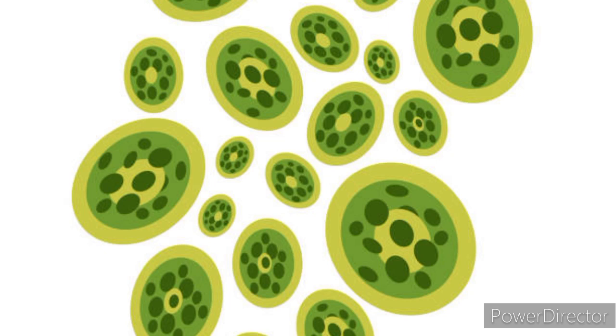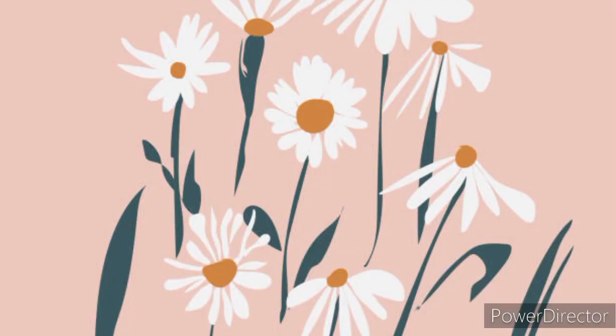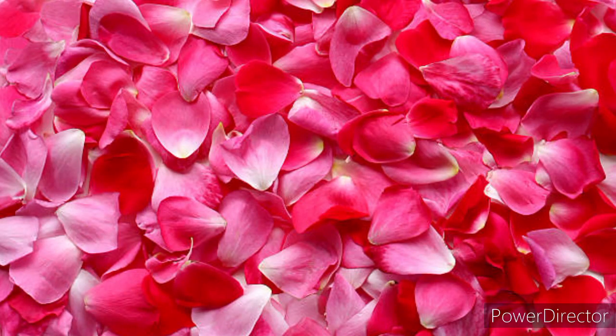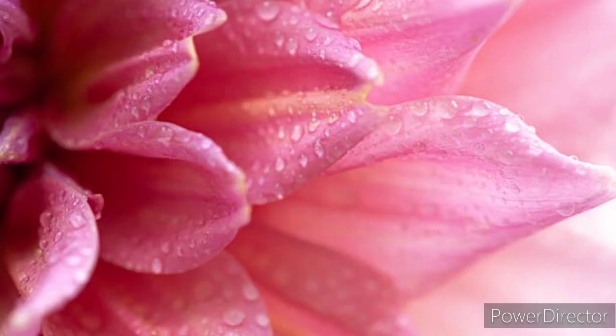Chromoplasts. Chromoplasts are plastids that store pigments other than chlorophyll, giving flowers and fruits their vibrant colors. They often contain red, orange, or yellow pigments such as carotenoids and anthocyanins.